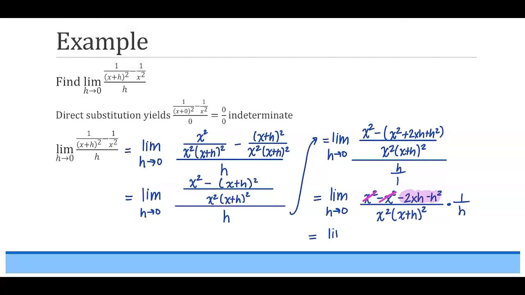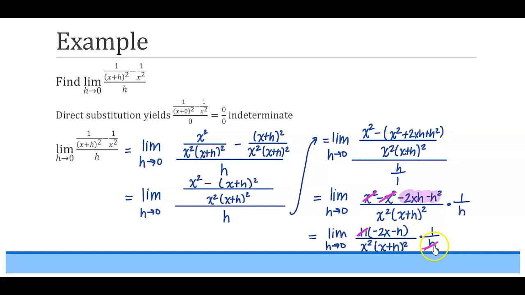So we have the limit as h approaches 0. I'm going to factor an h out of that numerator. So h times the quantity negative 2x minus h over x squared times the quantity x plus h squared. And that quotient times that 1 over h, that reciprocal. And now the h's are going to cancel and give me just a 1.